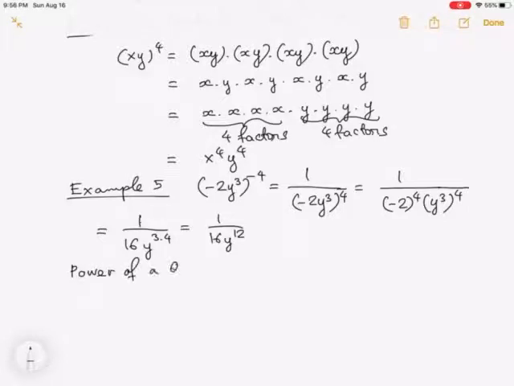Okay. Power of a quotient. Say if we have a quotient A over B to the power n, it is the same as A to the power n divided by B to the power n.